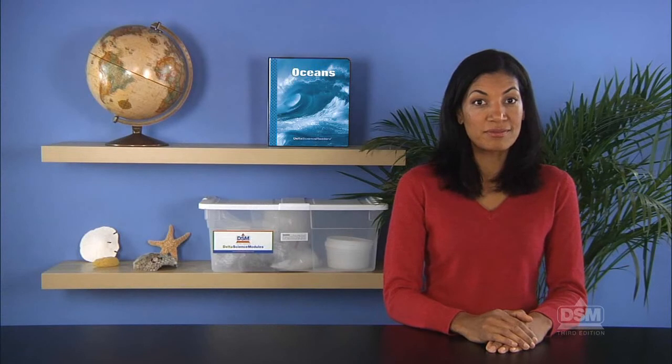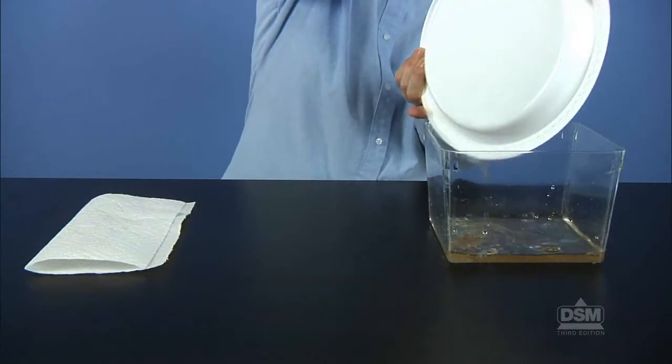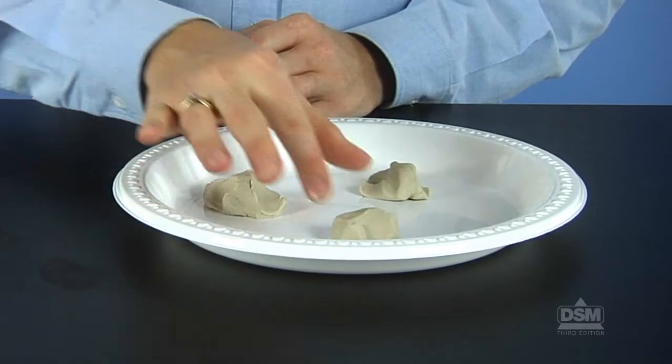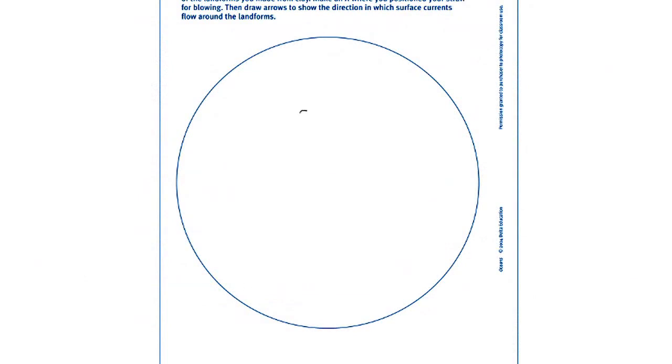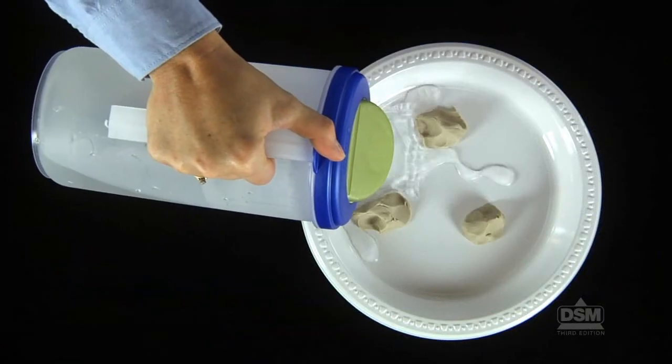To demonstrate this, have students dump out the water and dry their plates. Distribute half a stick of modeling clay to each team and have them make landforms and stick them to the plate. Then instruct students to draw the outlines of their landforms onto the circle diagram on their activity sheets. While they are doing this, refill their plates with water.